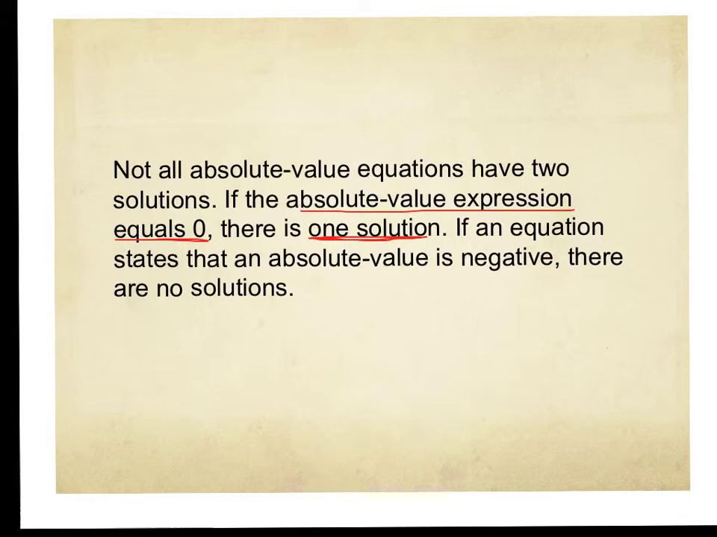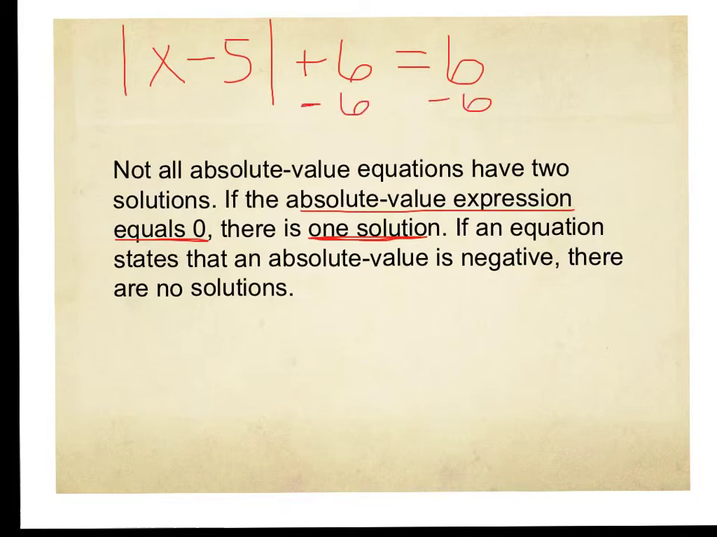So up top, I'm going to give you an example. I could have absolute value of x minus 5, plus 6 equals 6. Now look what happens when I start to isolate this absolute value. I'm going to subtract 6 from both sides, and then I get absolute value of x minus 5 equals 0. Now 0 is the only number that does not have a positive or negative assigned to it. So we can't make two cases, which means you're just going to solve, and your one answer would be x equals 5.